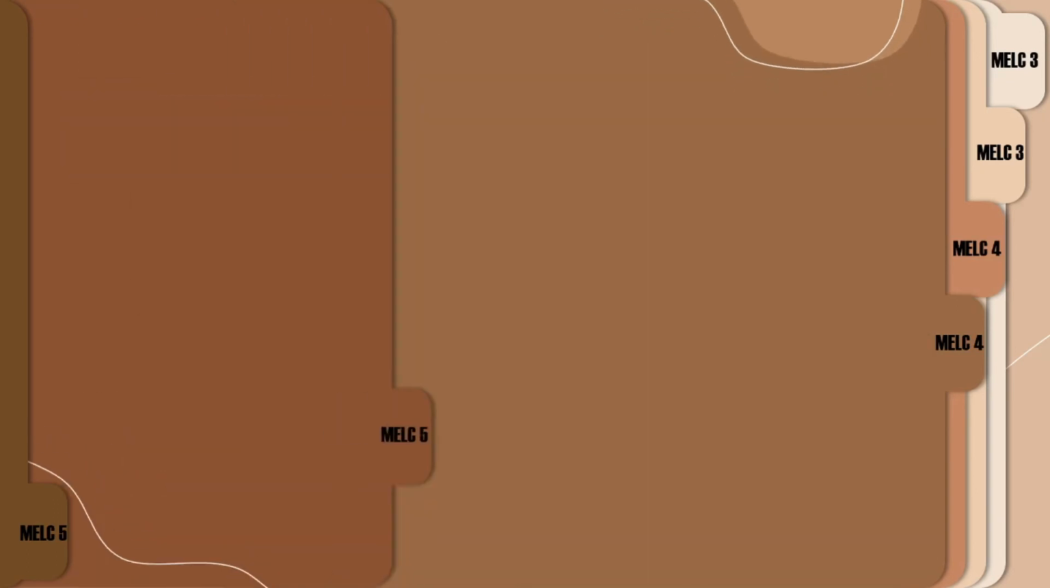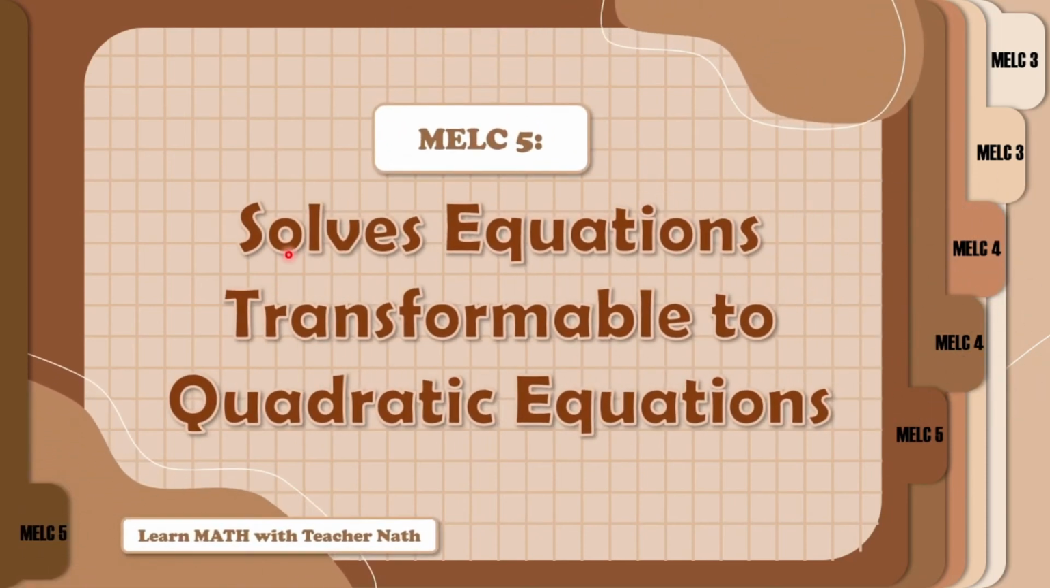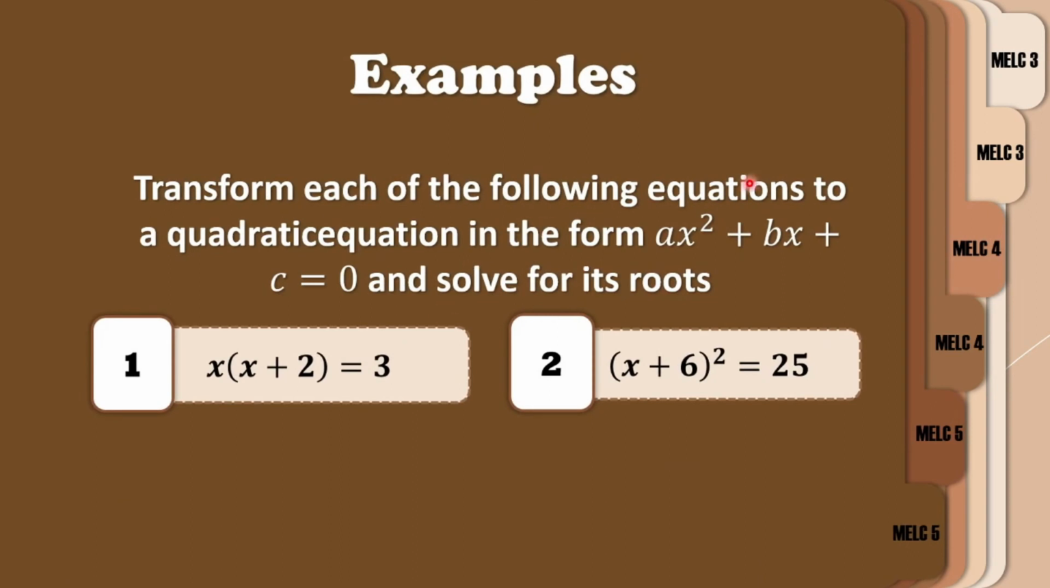Let's proceed to the last MELC of our module 2, and that is MELC 5, solves equations transformable to quadratic equations. Remember, pag sinabing transformable, ibig sabihin hindi siya nakaayos into its standard form. So we have here some examples to transform each of the following equations to the quadratic equation in the form or the standard form ax squared plus bx plus c is equal to 0. And we're going to solve for the roots of these two equations.